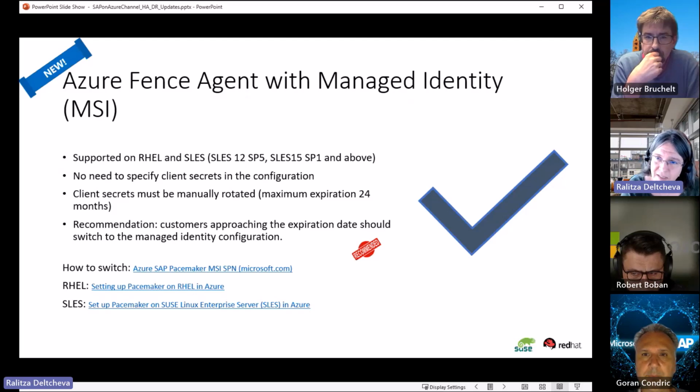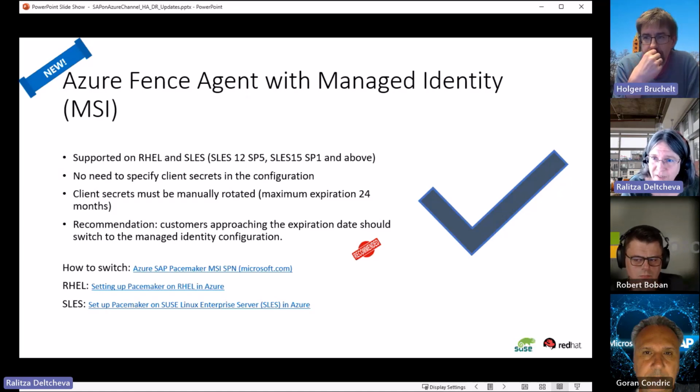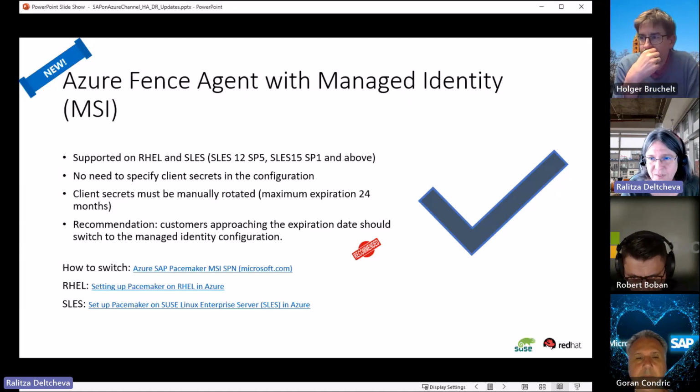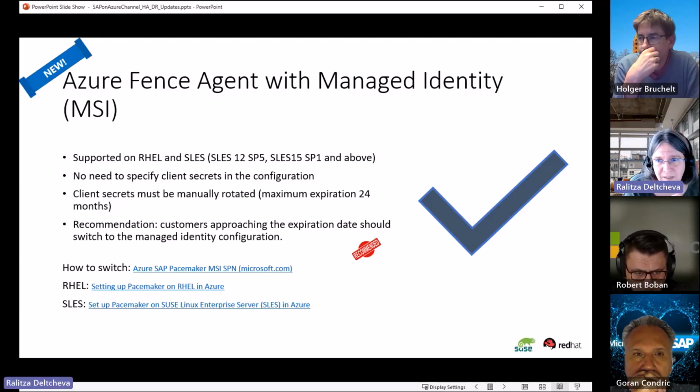Now, it also has another very nice side benefit. With client secrets, as it is currently, they have to be rotated every 24 hours, 24 months, I'm sorry, and this is the maximum that you can do. And this rotation, while it's not super complicated, is still an additional overhead for customers, and it introduces operational challenges, essentially. With MSI, you don't have to do this rotation anymore. So for these two reasons, again, very highly recommended.